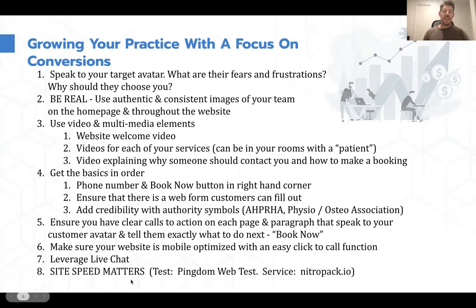And site speed matters in a big way. A lot of clients we get have super slow sites, and we often just speed them up and instantly get way better results. So to test your website, you can go to Pingdom Web Test. You can just Google that. And if it is slow, an option is to go to nitropack.io. If you've got less than 5,000 visits per month, then it's free and works with WordPress. For 5,000 plus visitors, I think it's $20 or $30 a month, but definitely worth it.